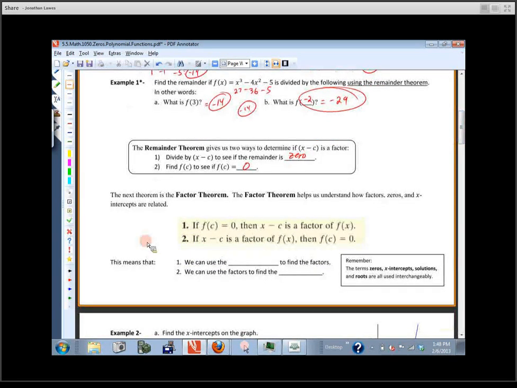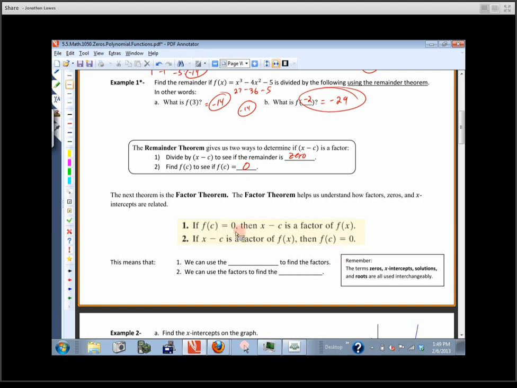The next one is called the factor theorem. The factor theorem helps us understand how factors, zeros, and x-intercepts are related. Now remember, I've got a little box down here. Zeros, x-intercepts, solutions, roots, those are all pretty well used interchangeably. So depending on who your teacher is or what book you're using, those will be different. So if f of c is equal to 0, then x minus c is a factor. If x minus c is a factor of f of x, then f of c would equal 0. So this is pretty closely related. Okay, it's kind of the idea that we've been talking about here for a second.